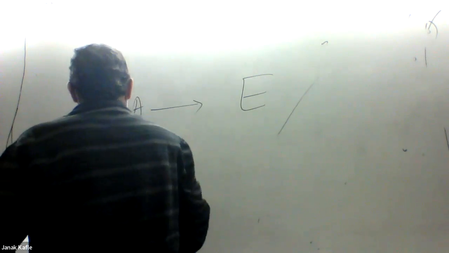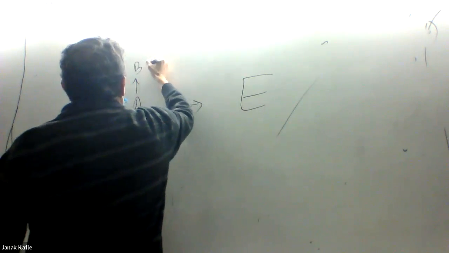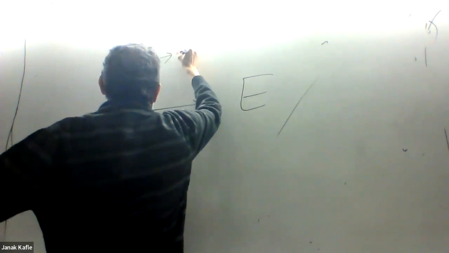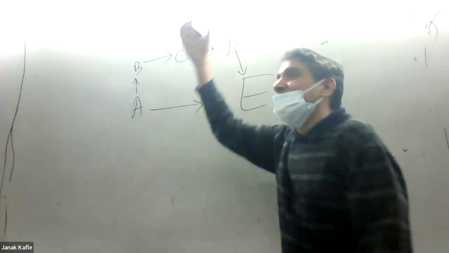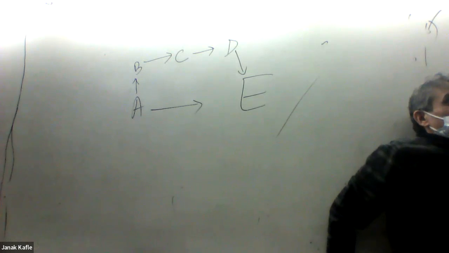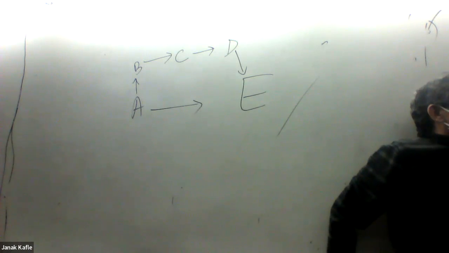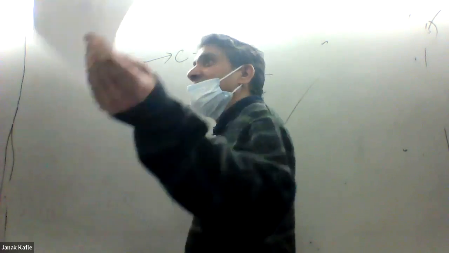So another way you could say, all right, so you could say like this. Oh, I have an A. Now I want to convert A to B, and from B I want to convert to another chemical C, and from C I want to convert to D, and I want to heat that D and convert to E. So you are just going from A to E in two ways. Make sense? Got it?